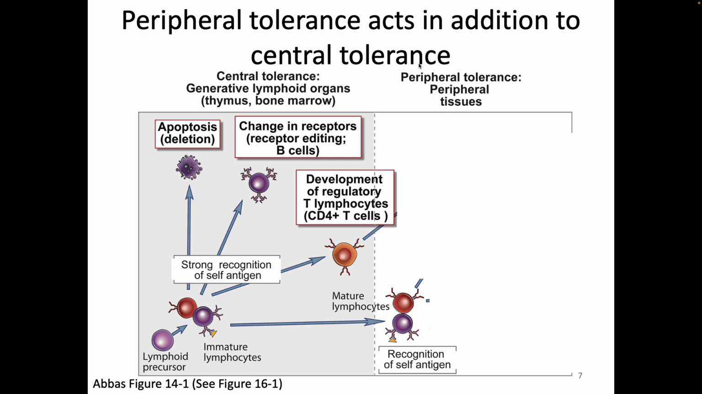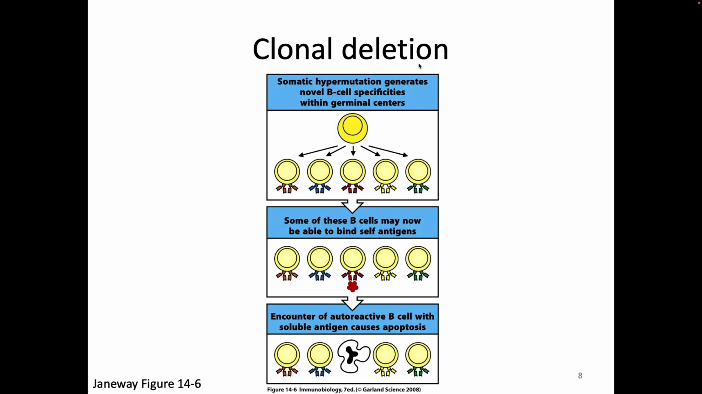So one of our six mechanisms of peripheral tolerance is a pretty straightforward one. It's clonal deletion. If a cell gets a particularly strong signal in the periphery, that cell can be deleted. It's just sort of a parallel to the deletion process we see in central tolerance. We're just seeing now peripheral deletion.